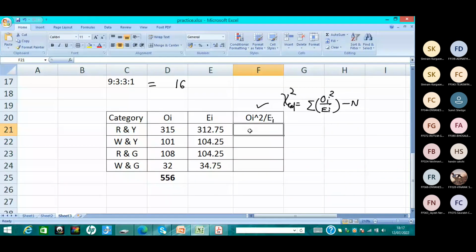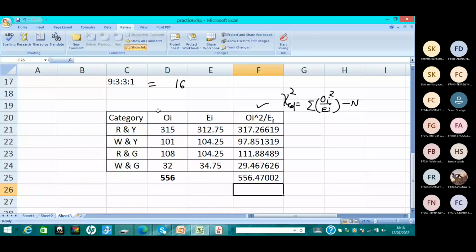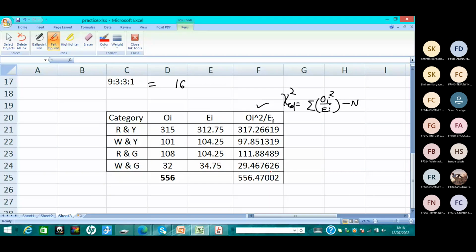So this is OI square, give bracket. To get the square I will just multiply again, divided by expected value, so you get it, then drag it and get the total. Very easy. So this is your summation. This is the numerator, this is the summation you wanted. So this total is nothing but summation OI square upon EI. And this is the total frequency.